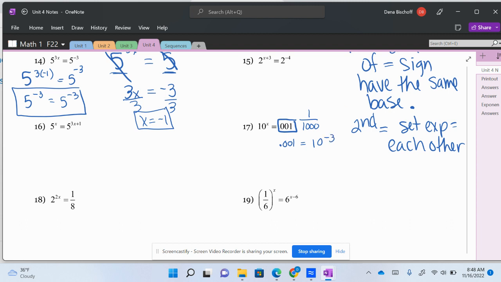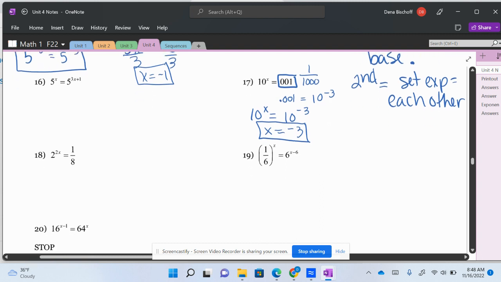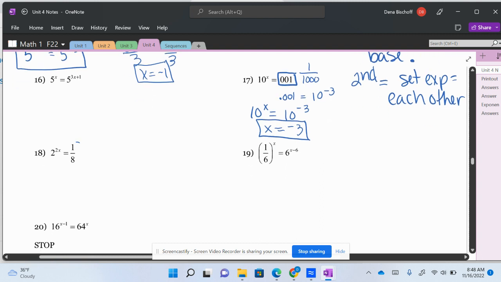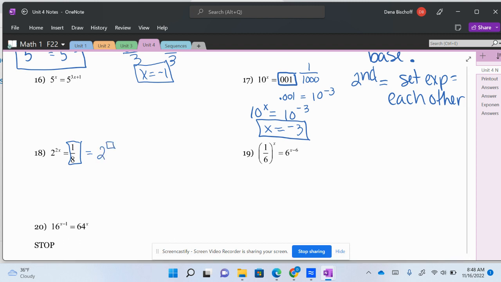Put it in your calculator. What is 10 to the negative 3 power? It'll tell you 0.001. So you have 10x equals 10 to the negative 3 power. Now I have the same base. I just drop the bases and I work with the exponents. X equals negative 3. I'm done. Okay. Got it? So for number 18, you're going to have to turn this into a power of 2. This is going to equal 2 to some power to solve it.